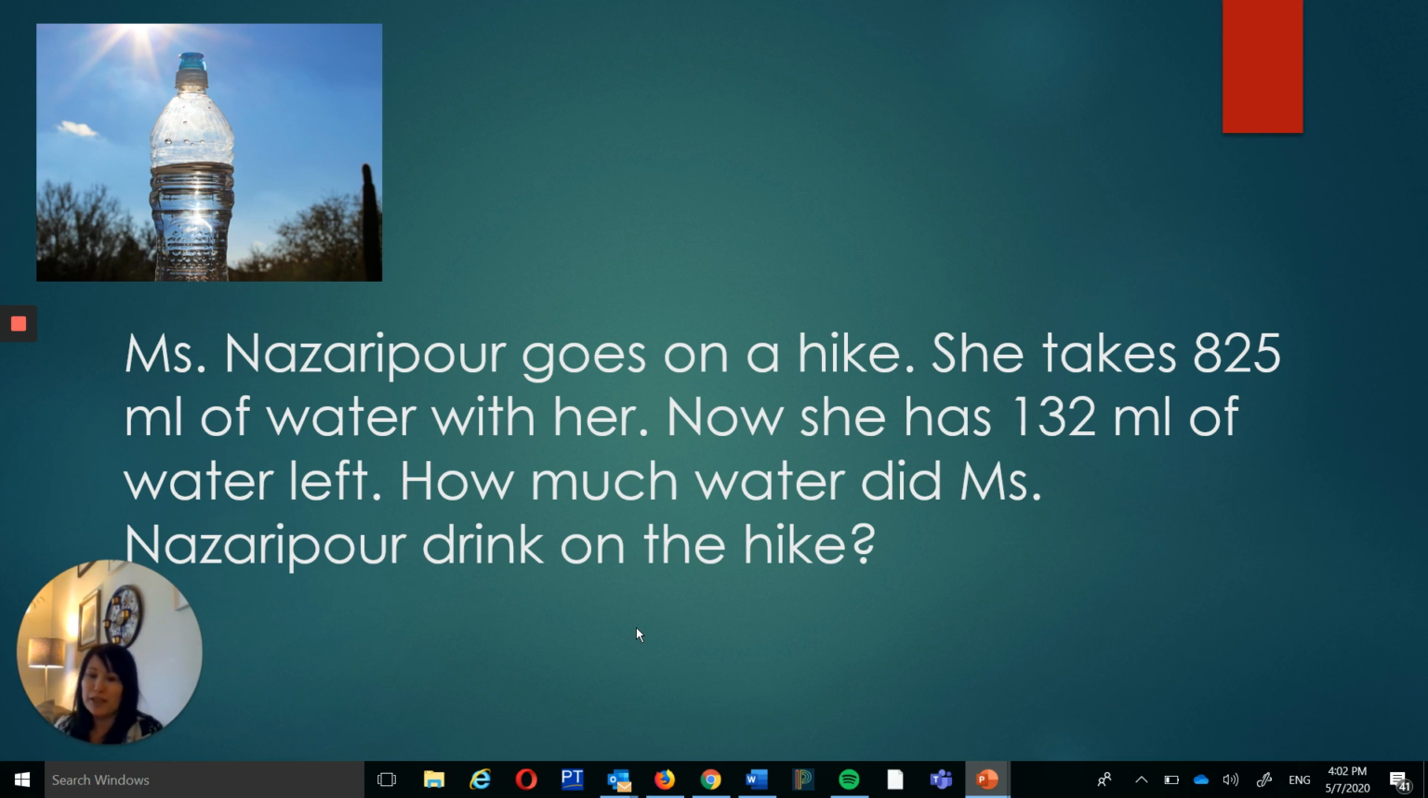She takes 825 milliliters of water. Now she has 132 milliliters of water left. How much water did Miss Mazaripour drink on the hike? So I'm going to read this again. I want you to think about what new information you learned in this story problem. Miss Mazaripour goes on a hike. She takes 825 milliliters of water with her. Now she has 132 milliliters of water left. How much water did Miss Mazaripour drink on the hike? Okay, again, think about what new information you learned and say it out loud.